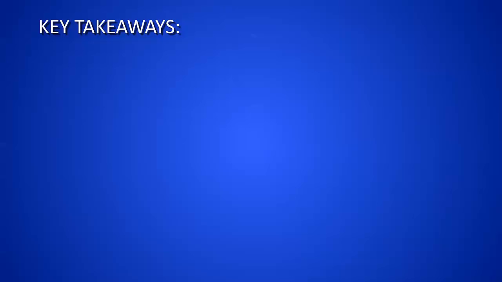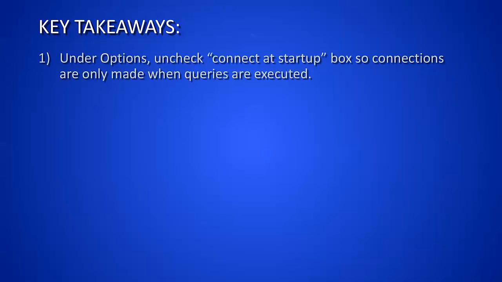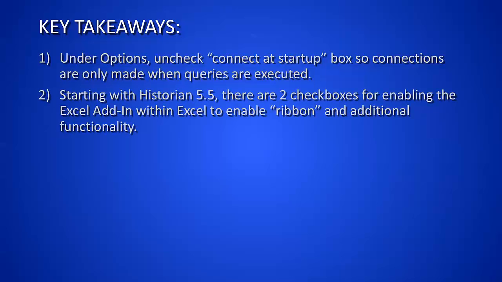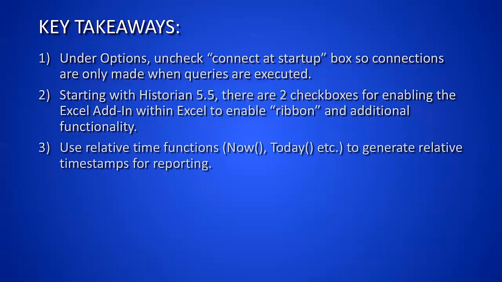Our key takeaways are: under Options, uncheck the Connect at Startup box so connections are only made when queries are executed. Starting with Historian 5.5, there are 2 checkboxes now for enabling the Excel add-in within Excel to enable the ribbon and additional functionality. And finally, use relative time functions such as now, today, etc. to generate relative timestamps for easier reporting.